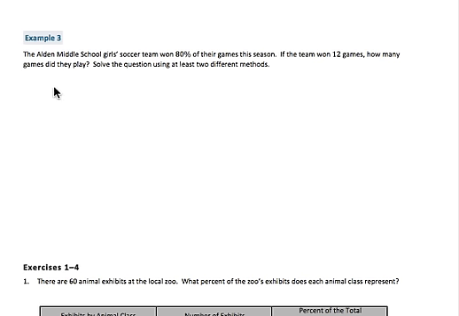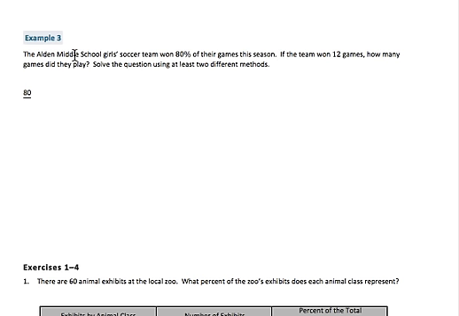In example 3, we are still talking about the girls' soccer team, but this time we're talking about how many games they have won. They are giving us the percentage. So we will write that percentage as a fraction. And then they tell us if the team won 12 games. How many games did they play?